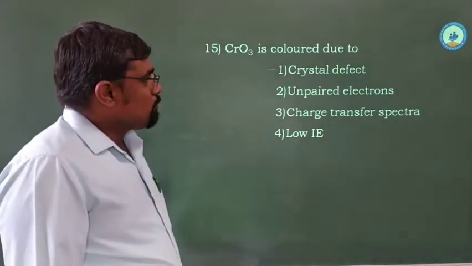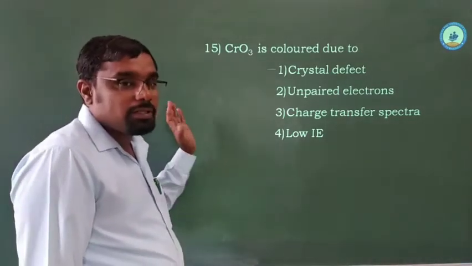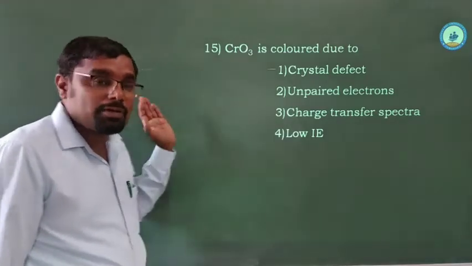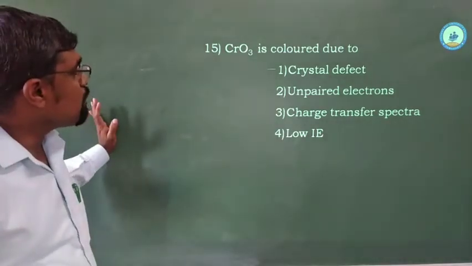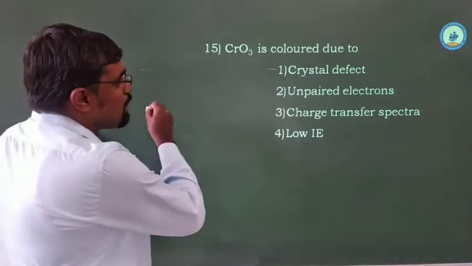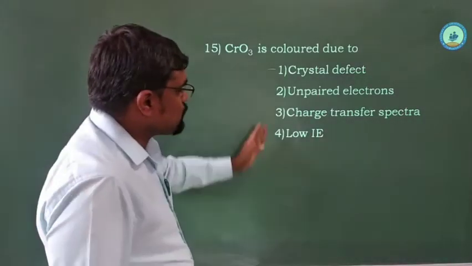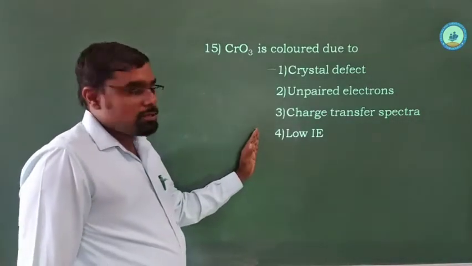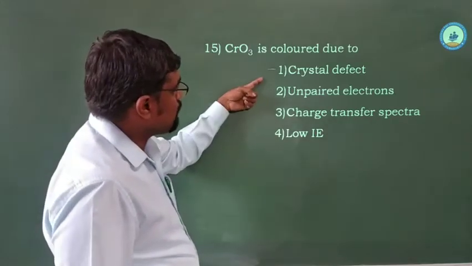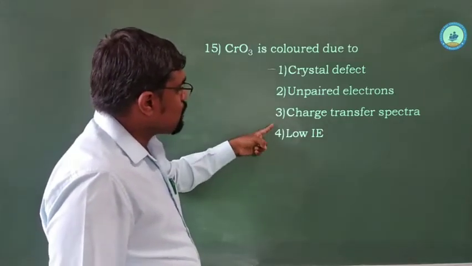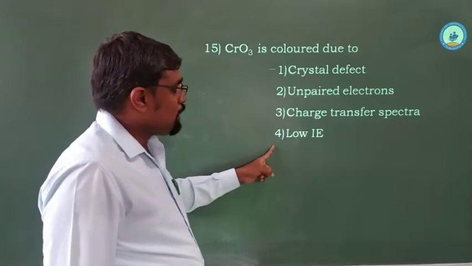CrO3 is colored due to... Once again, that is another one related to color only. They are d-block elements. So CrO3 is colored due to what? First you have to see the options, so immediately you can answer it: crystal defect, unpaired electron, charge transfer spectra, and low ionization energy.